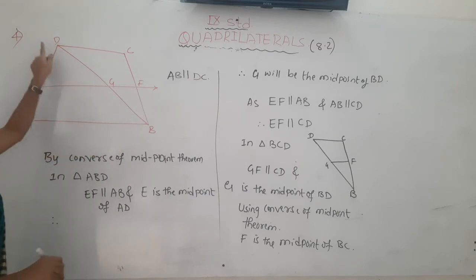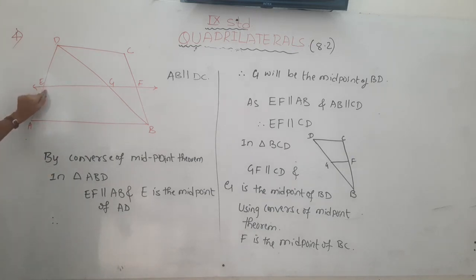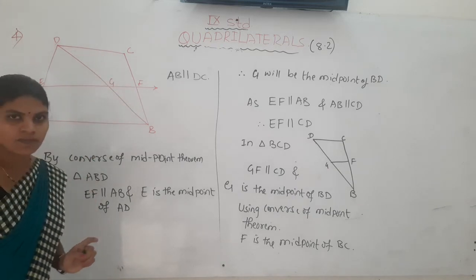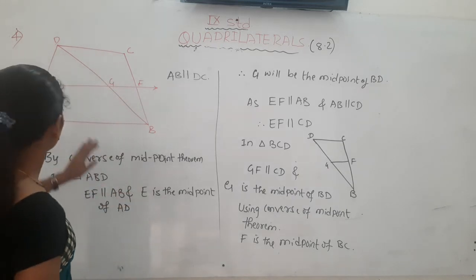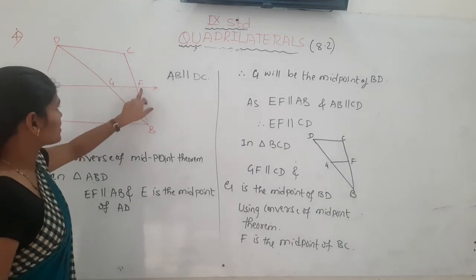AB is parallel to DC or CD, and ABCD is a trapezium, and the point E is a midpoint of AD. The line EF cuts the side AD as well as BC. The line which passes through E intersects the side BC at the point F.